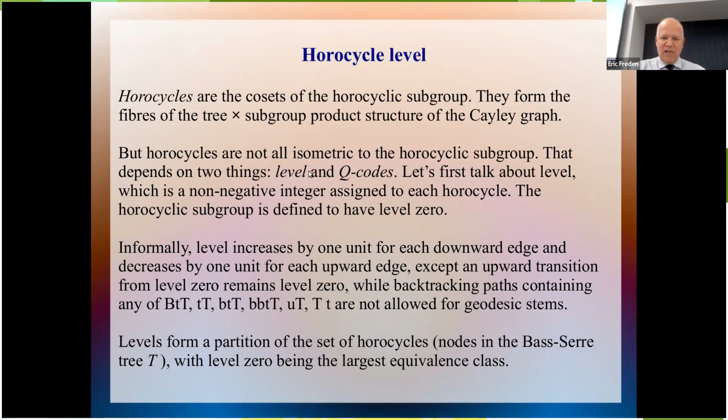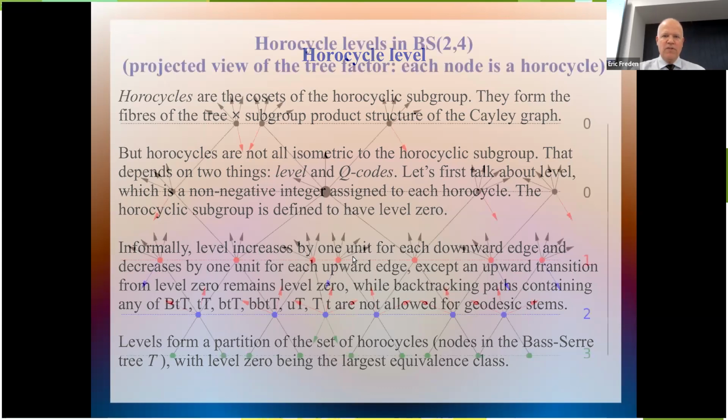They depend on two things: level and Q codes. Q codes, I'll talk about that. Let's talk about level. A level is a non-negative integer assigned to each horse cycle, or to each node in the tree. Instead of giving you a verbal description, let me give you a pictorial description.